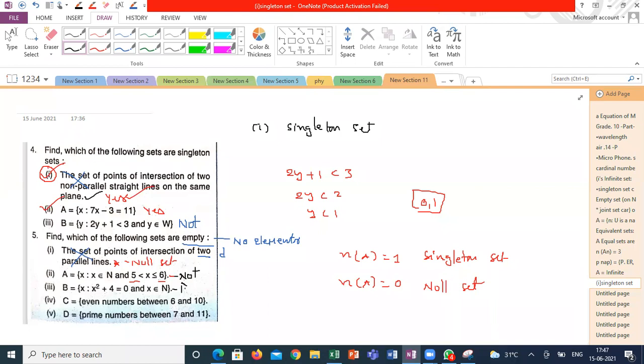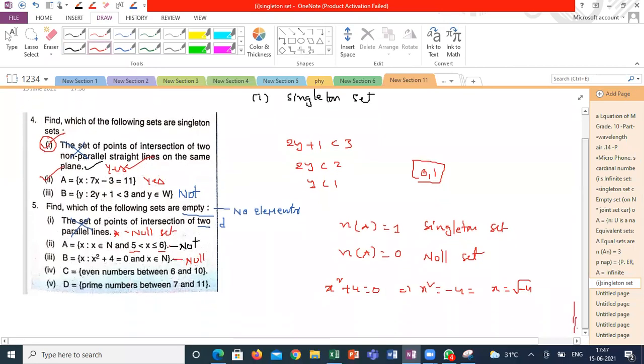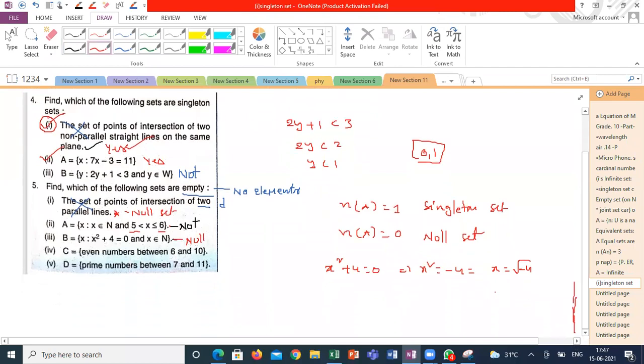I am saying null set. Will you agree? Sir, no, sir. Because x is a natural number, sir. So x squared plus 4 is equal to 0, x squared is equal to minus 4. That is x is equal to root of minus 4, which is not a natural number. Correct or not? Yes, sir. So no solution. It doesn't have any solution, so it's a null set.